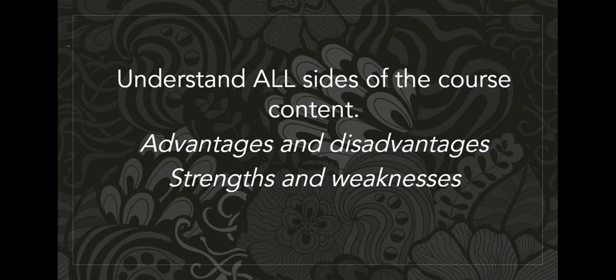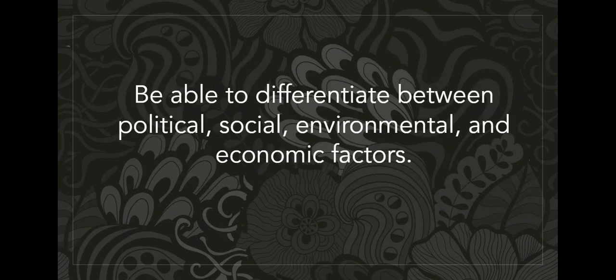So the world is complex. You should understand that these global and local processes that you've learned about are complex, and that there's not just a one-sided sort of response. So you should be prepared to address all sides of any of the concepts in the course. The other thing is that you should be able to differentiate between political, social, environmental, and economic factors. So if I'm asked for an environmental factor for something, an environmental impact, and I say something about it harming the economy, that makes no sense and doesn't, again, answer the question that's asked.